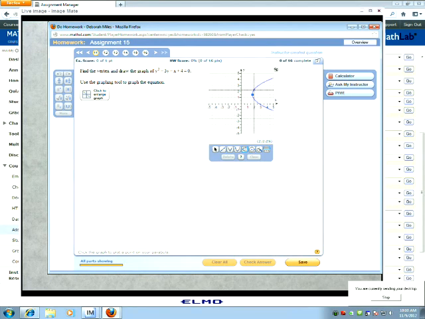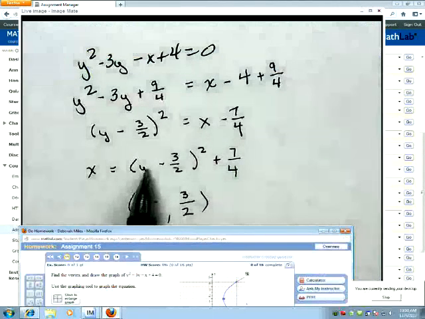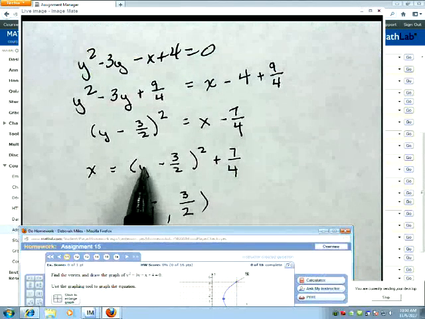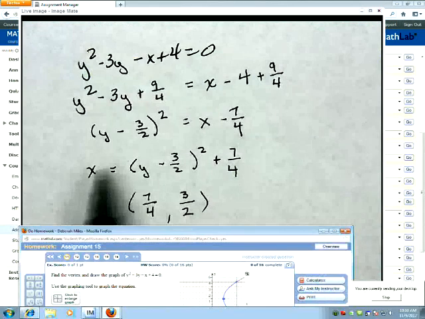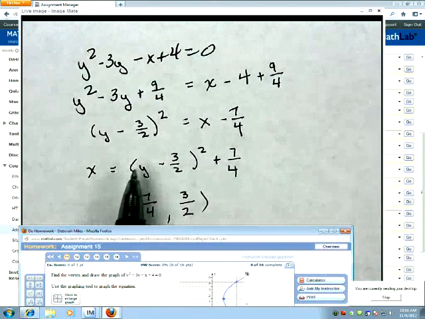Eeny, meeny, miny, mo, either let x be something else or let y be something else. All the ordered pairs on a graph are solutions of the equation. So if I look at that equation, it would be a whole lot easier to let y be something than x. If I let x be something, I'm going to have to solve for y. If I let y be some other number, I'm just going to have to substitute it in.